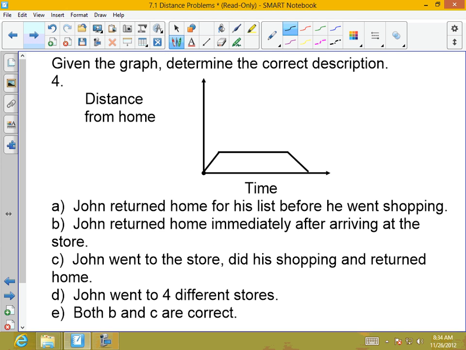Okay, number four. We're going to come up with what this could be, okay? So let's look at it. How many stops does this person make? One. They make one stop. They go to one place. It's distance from home, so they leave their home, they go somewhere, and then they go back to their home, don't they?